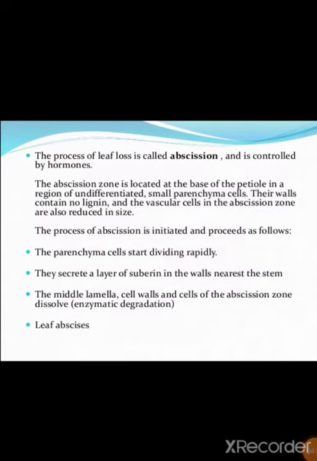The process of leaf loss is called abscission and is controlled by hormonal activity. The abscission zone is located at the base of the petiole in a region of undifferentiated small parenchyma-like cells. Their walls contain no lignin, and the vascular cells in the abscission zone are also reduced in size. The process of abscission is initiated and proceeds as follows.